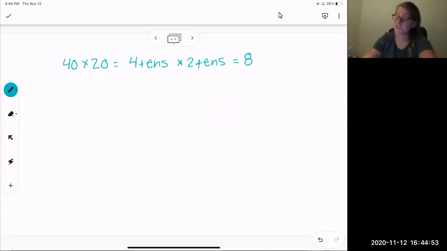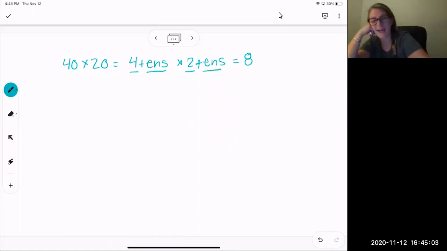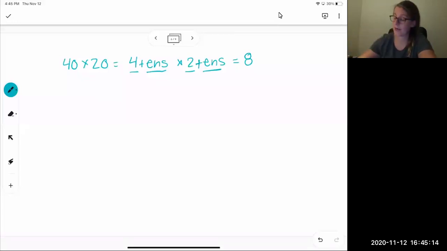Well, even though we're multiplying our 4 times 2, we also need to think about multiplying our tens times 10. So what does 10 times 10 equal? So 10 times 10 equals 100. So our answer here is actually going to be 800.